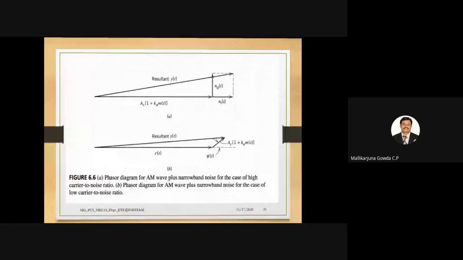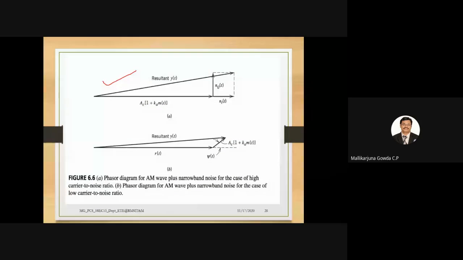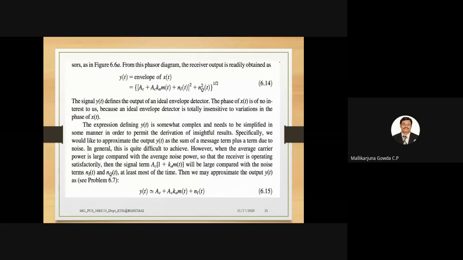Here I have written the expression for x of t. This is my x of t, the input to the envelope detector. So what is the envelope? How do we define it? If I have something in terms of in-phase and quadrature components, as I have already discussed, there are two ways to represent it: one in terms of in-phase and quadrature components, another in terms of envelope and phase. When I discussed that, the envelope of this signal was the square root of n_I squared of t plus n_Q squared of t. If you don't remember, it is not an issue. From the phasor diagram, y of t is the envelope of x of t. What is y of t?